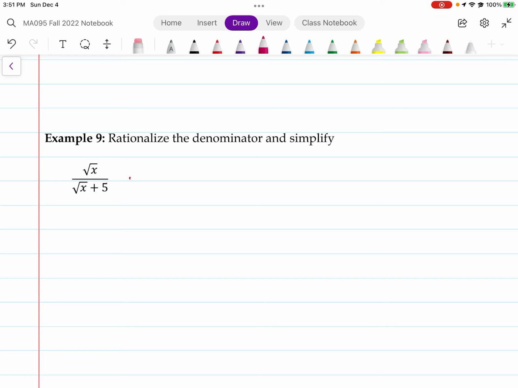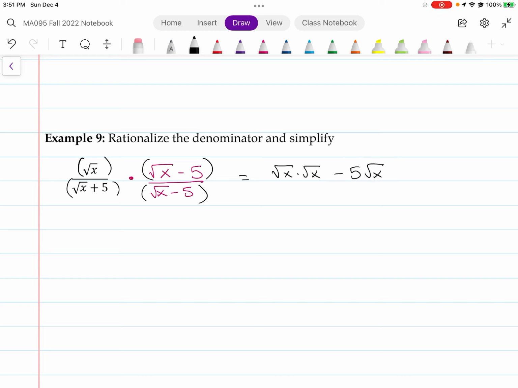All right, so the bottom is square root of x plus 5, so we need to multiply top and bottom by square root of x minus 5. Square root of x minus 5. All right, so we are going to distribute with FOIL or just distribution, and we get square root of x times square root of x, and you may see that that's just x, minus 5 square root of x on top, and on the bottom we get square root of x times square root of x.